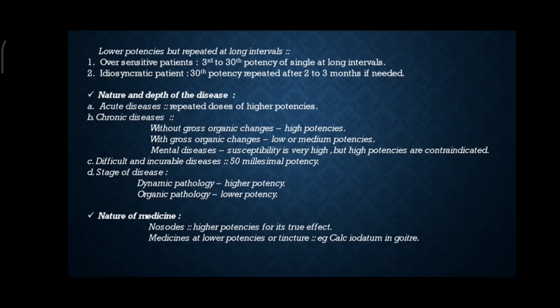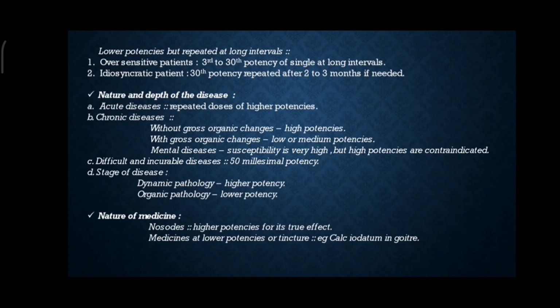Next, coming to stage of the disease. The disease process is manifested in 2 stages: dynamic pathology and organic pathology. Dynamic pathology denotes the stage from the very beginning of the disease till structural changes start. During this period, only functional disturbances are reflected, so susceptibility of the patient is greatly higher. Chronic diseases of this kind must be treated with higher potencies in single dose. On the other hand, organic pathology denotes the stage from the beginning of the structural changes up to the end of the disease process.